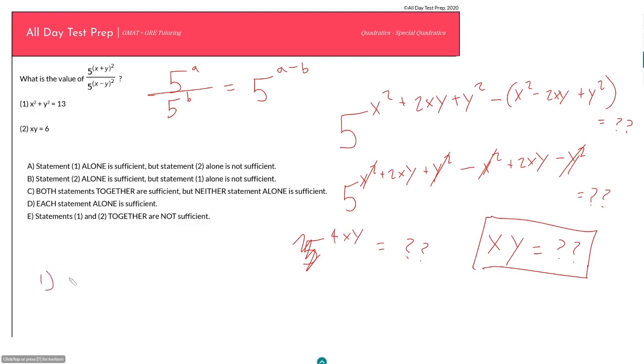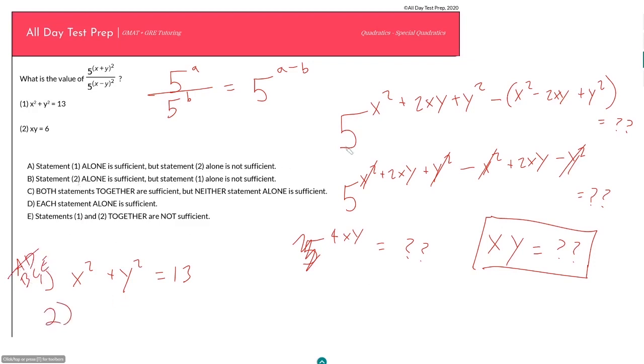Statement 1 says x squared plus y squared is equal to 13. So does this help me get xy at all? Is there anything I can do with this? It sort of looks like it might be a special quadratic, but if you go back and look at our list, I don't think there was anything on it that looked like this. There's no such thing, as far as I know, as an addition of squares. So I don't think we can do anything with this, and we cannot get xy. At least we cannot get a single value for xy, and so this is going to be insufficient.